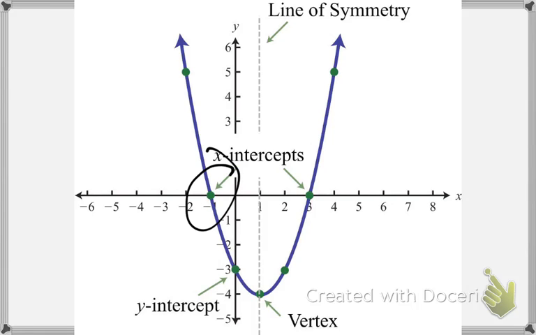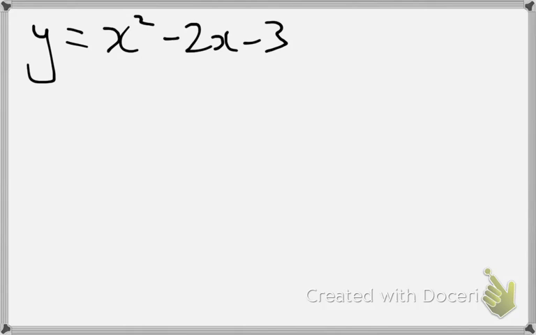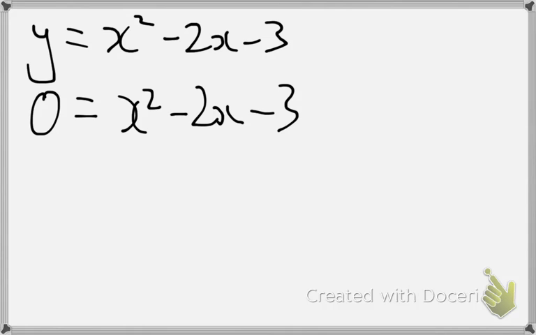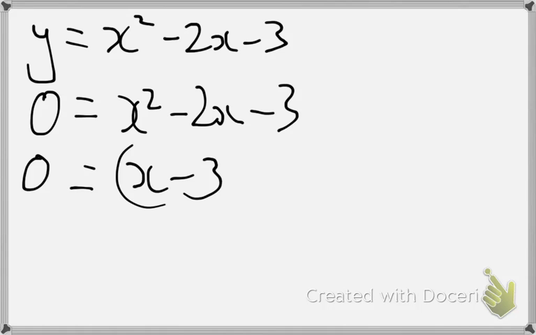In order to find our x-intercepts, we need to substitute y equals 0. So if this is our equation, this time we replace all the y's with 0. That's all we're doing. In order to find the x values from this, we need to factorize and solve, or we can use the quadratic formula. In this case, we can factorize nicely with x minus 3, x plus 1.